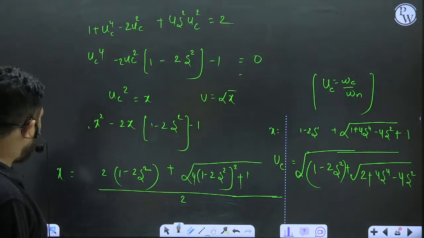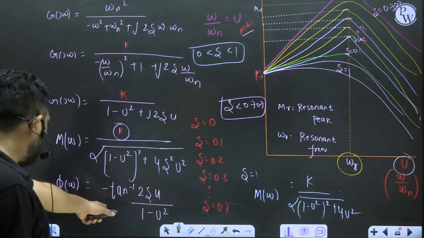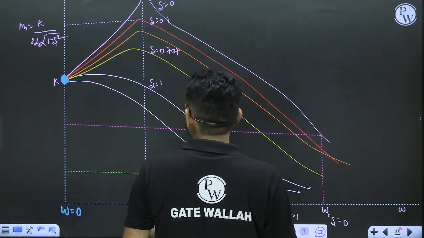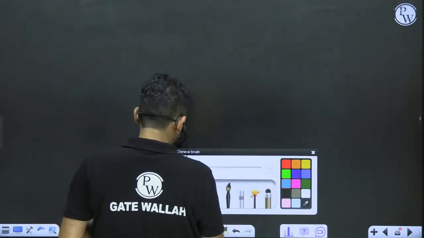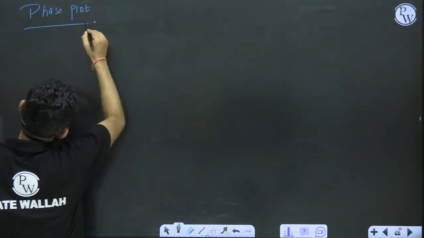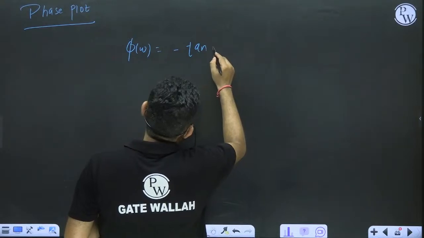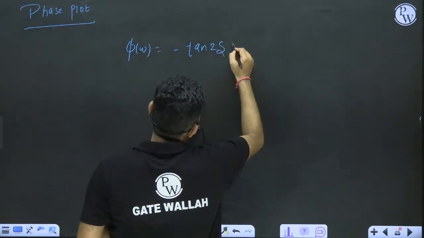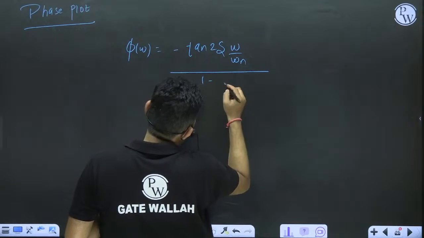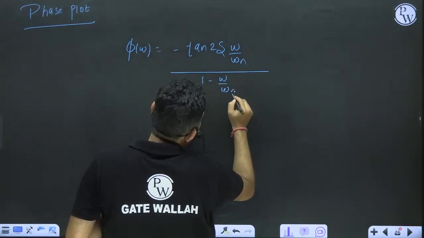But let's talk about the phase plot. I want a phase plot also. So the phase, we have said, is phi of omega. For the phase plot, phi of omega is minus tan inverse of 2 zeta u, which is, let me write it this way, omega by omega n, divided by 1 minus u square, meaning omega by omega n whole square.